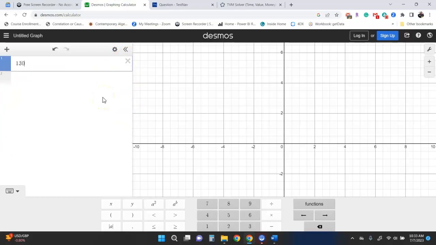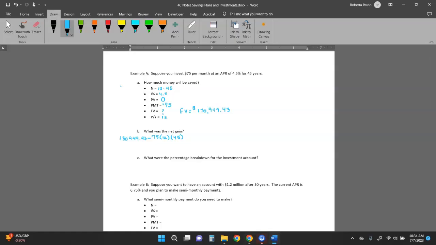So we had $130,949.43 minus, again, we invested $75 every month, so 12 times for 45 years. And so we end up with a net gain of $90,449.43.